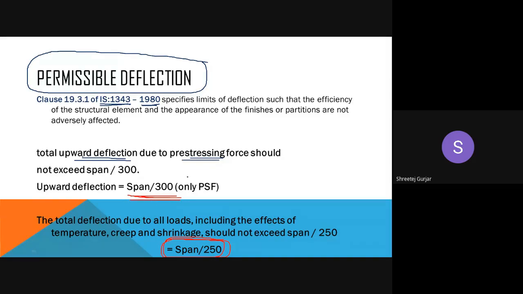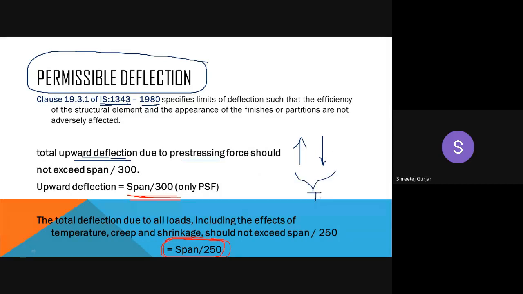Span by 300 you can calculate, and you can calculate the deflection caused by a pre-stressing force, and you can compare whether it is permissible or not permissible. If it is more, it is not permissible. If it is within this limit, it is permissible. Okay, it is safe. Next, the total deflection. How do you calculate total deflection? You calculate by the resultant, right? Resultant of upward deflection and downward deflection. Both of these you add, and you calculate the total resultant deflection.